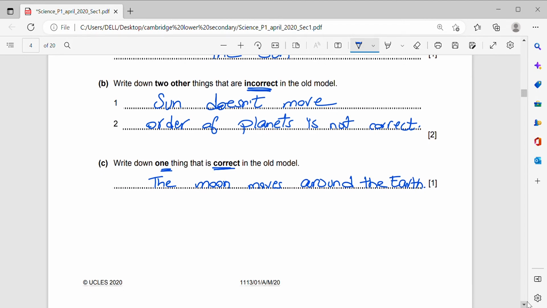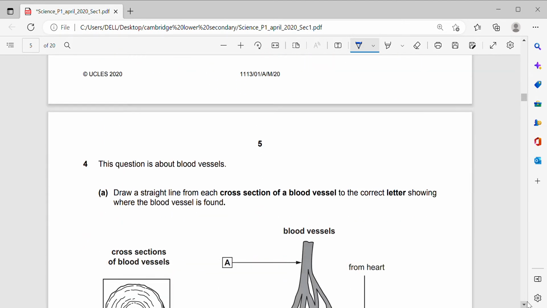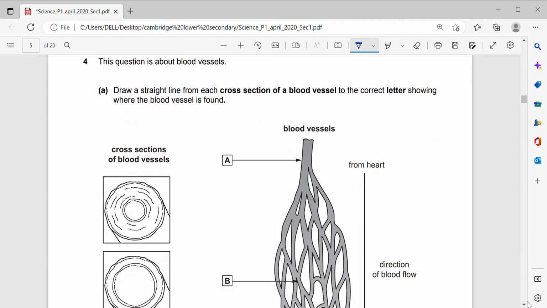Okay. Next question, number 4. This question is about blood vessels. Draw a straight line from each cross section to the correct letter showing where the blood vessel is found.